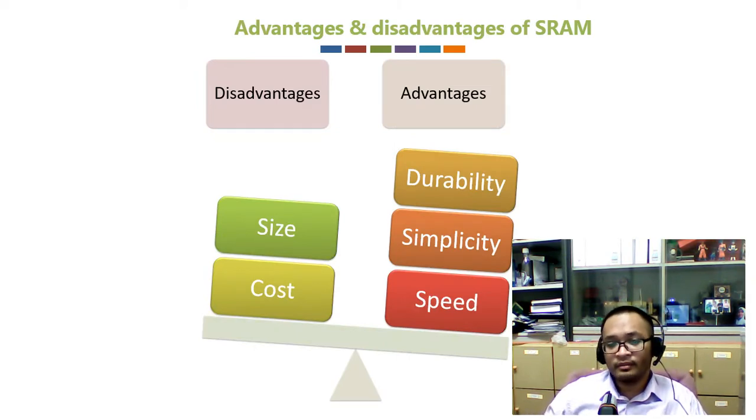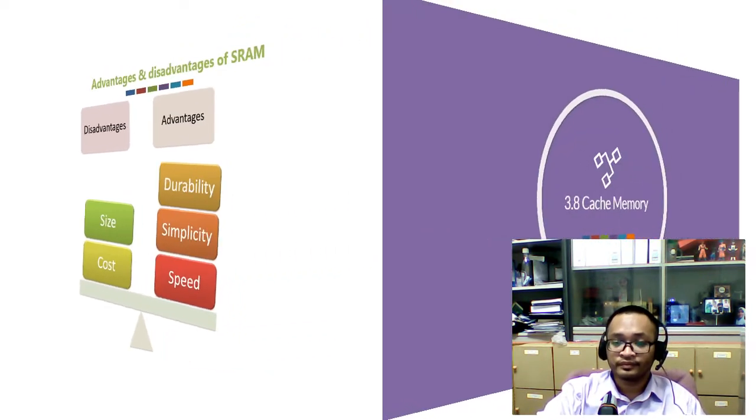Advantages of SRAM. First, in terms of size, it is much bigger compared to DRAM. The cost is also much more expensive. However, it is much more durable. It also has simplicity, meaning that it doesn't need to be refreshed. The data on the SRAM doesn't need to be refreshed. Also, it is much faster compared to DRAM technology.